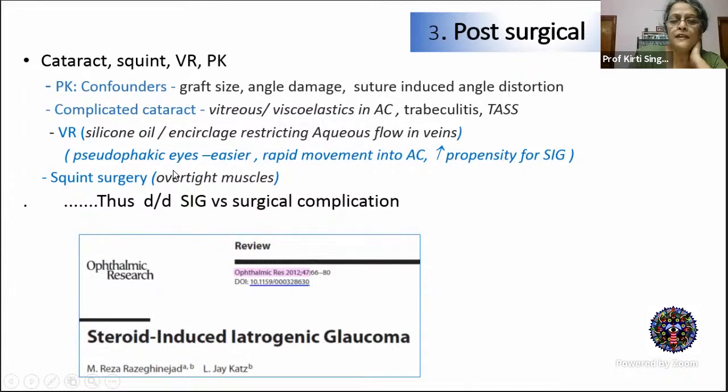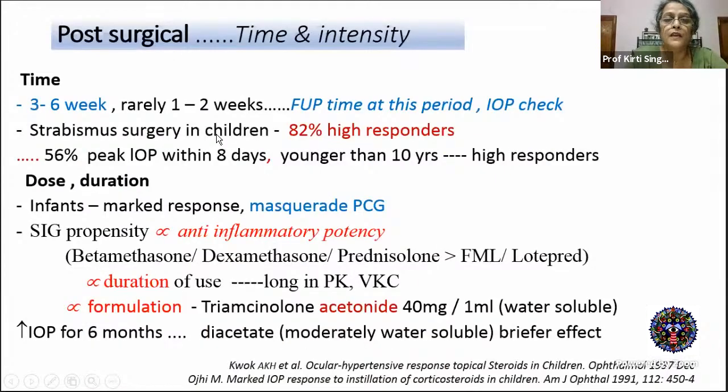Here, there's a caveat. In pseudophakic eyes, any intravitreal steroids will cause a faster and more rapid IOP rise because the movement into the anterior chamber is faster. Squint surgery, overtight muscles can also cause raised IOP, but squint surgery is usually in very young patients, and these children are at a high risk for having iatrogenic glaucoma.